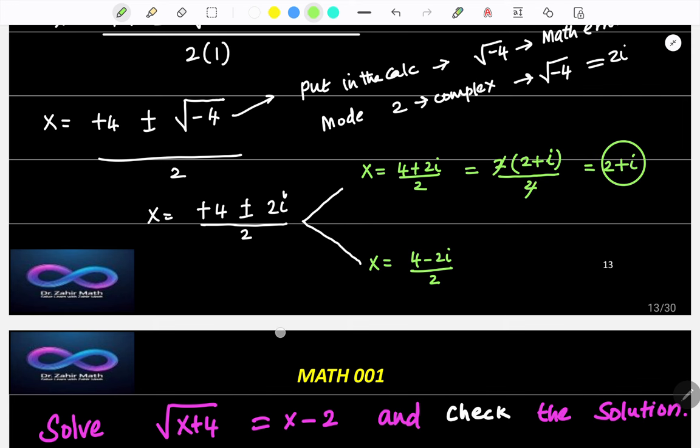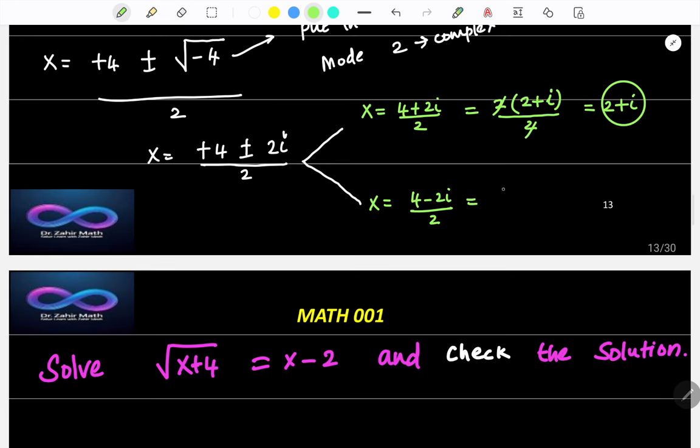Clear? Right. Here also you can take 2 as common. If you take it like this, you will get 2 minus i divided by 2. So 2 gets cancelled and you get 2 minus i. Clear? So what is the answer? 2 plus i, 2 minus i is your answer.